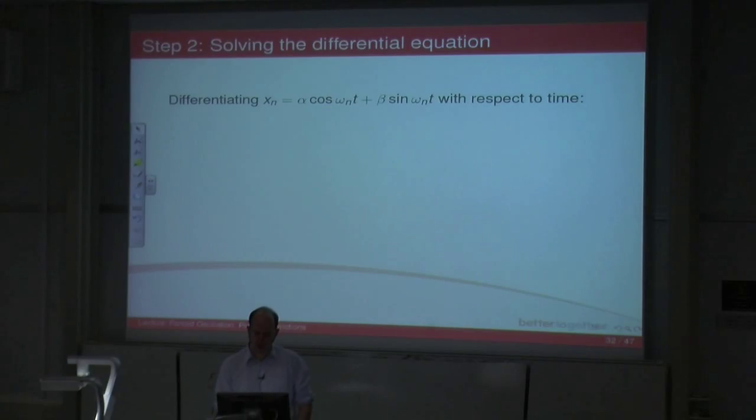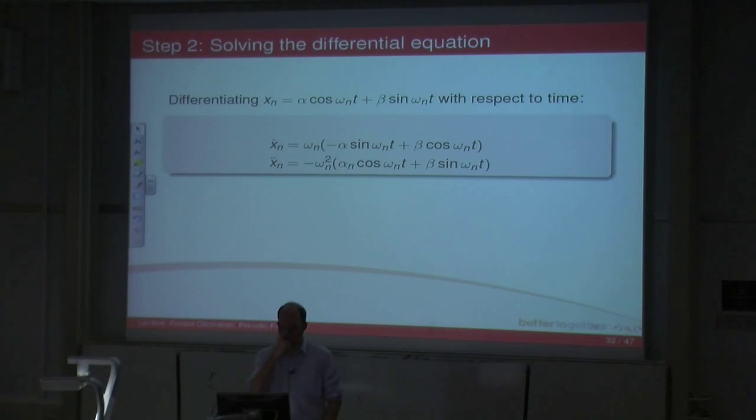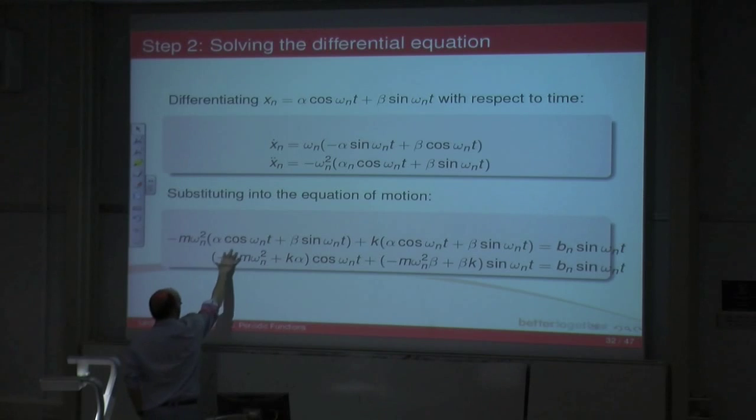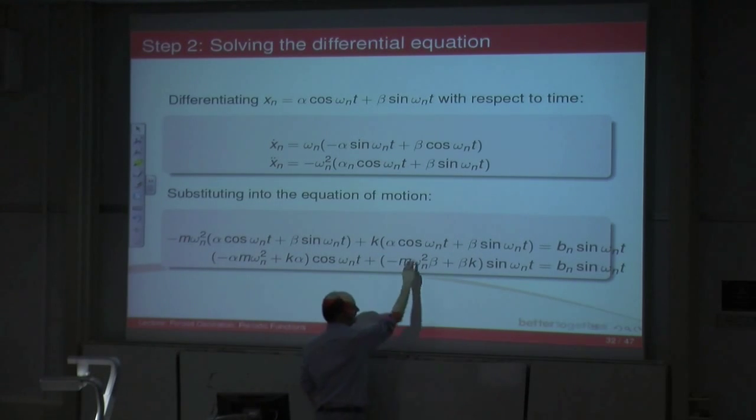So you've got to differentiate it twice to get the x double dot term. So you end up with minus m omega n squared times x. Okay? And you can plug that into the equation. We get m x double dot plus kx equals the forcing function. So there's our m x double dot plus k times x equals our forcing function.